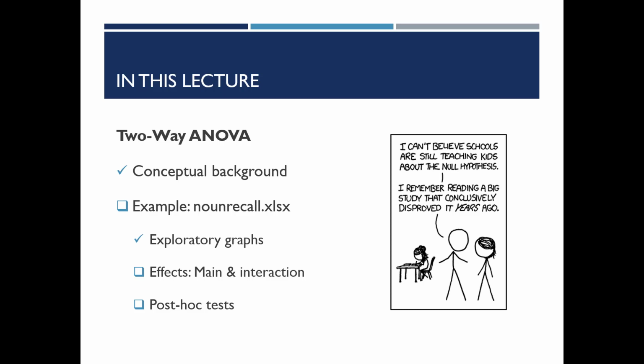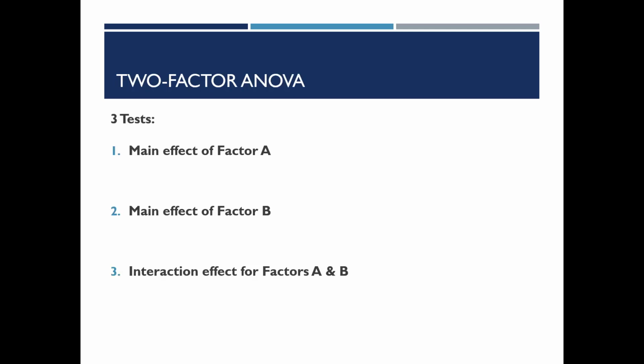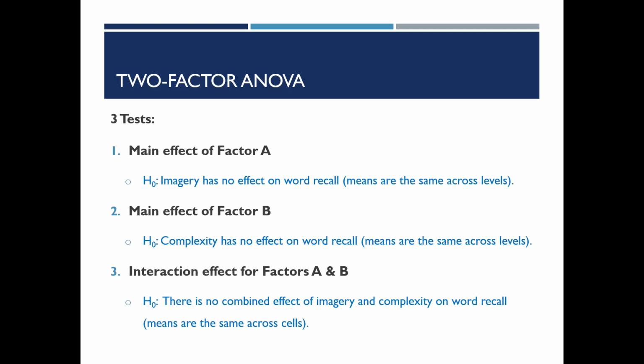Okay, so welcome back. Now let's talk about running our two-factor ANOVA. Very exciting stuff. You might recall that the two-factor ANOVA gives you three tests. Two are the tests of the main effects of the two factors, and then there's also a test of the interaction effect. The null hypotheses would all say that there is no effect, and the alternate hypothesis would say that some of the means are different.